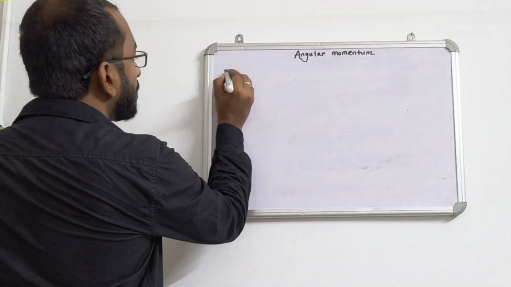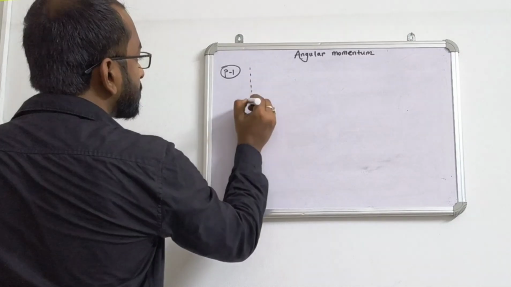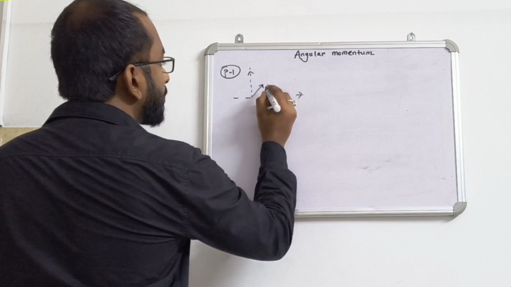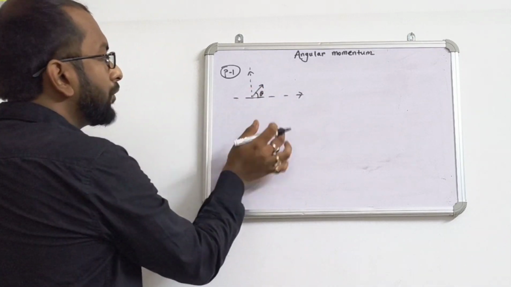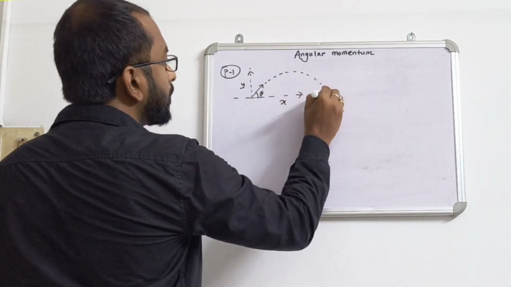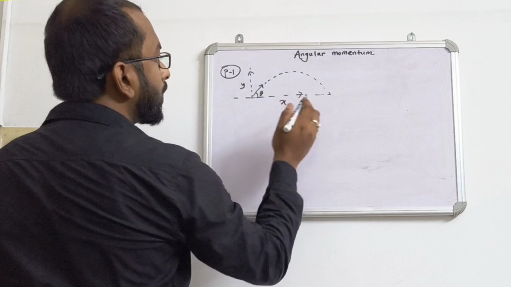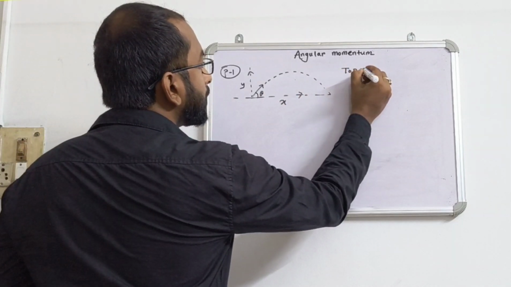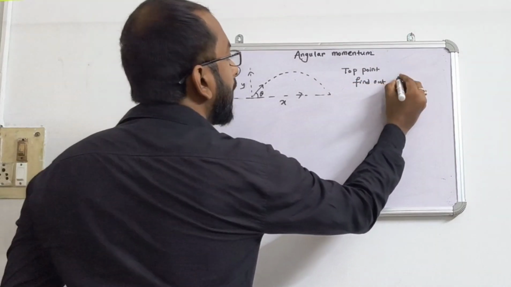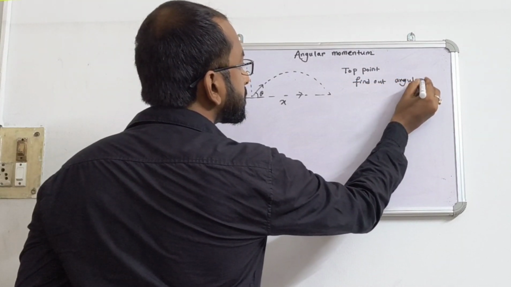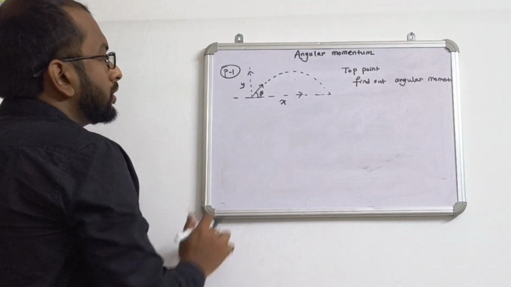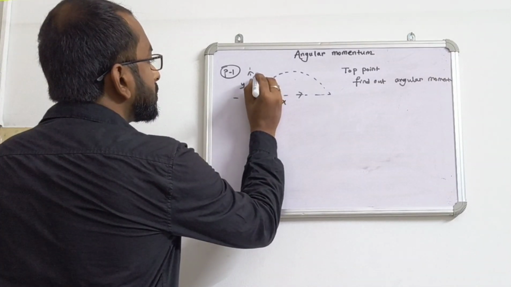Now let us solve a simple problem of projectile motion. One particle of mass m is projected at an angle theta with the x-axis. So it is going to have this kind of parabolic path. At the topmost point, find out the angular momentum, if it is projected with velocity v naught in this direction.